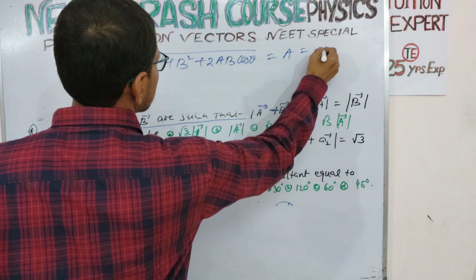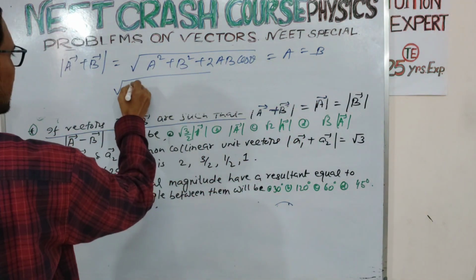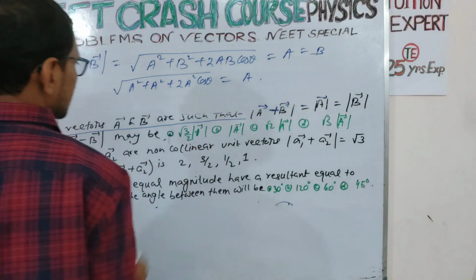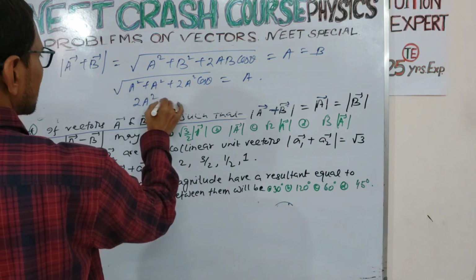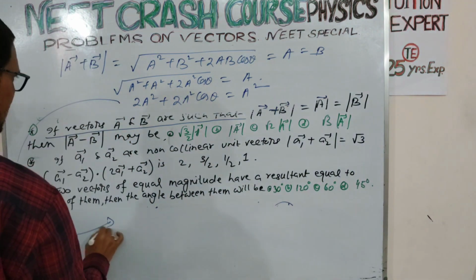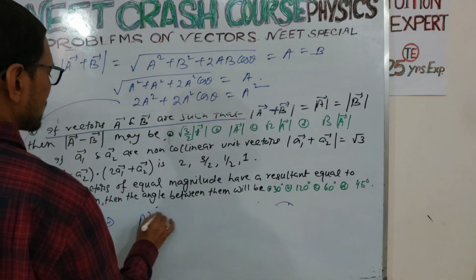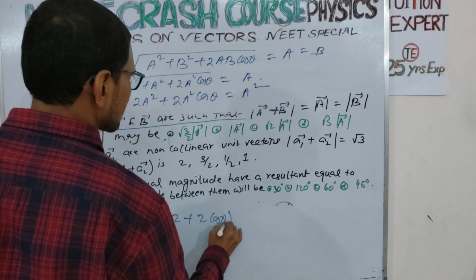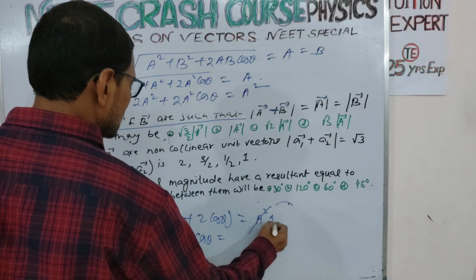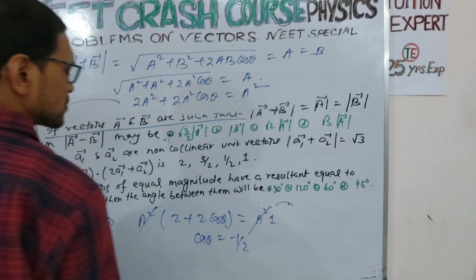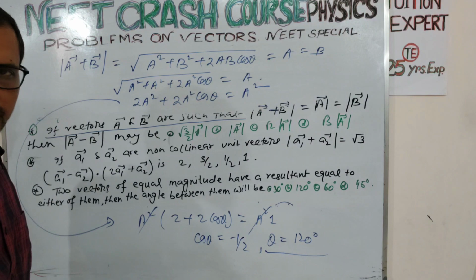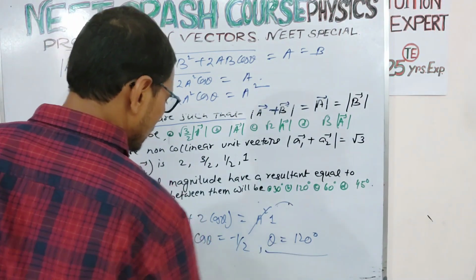This is equal to A, where A equals B. Now if we put B equal to A here, what do we get? A square plus 2A square cos theta equals A. Now squaring both sides, this equals A square. If we take A square common, A square cancels and we get cos theta equal to minus half. So theta equals 120 degrees, because minus half equals cos 120 degrees.